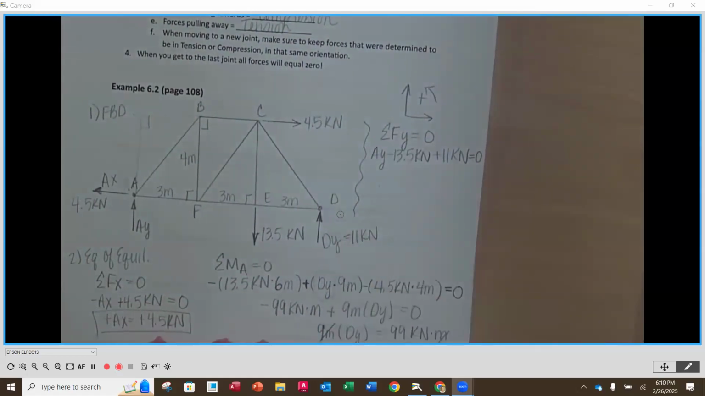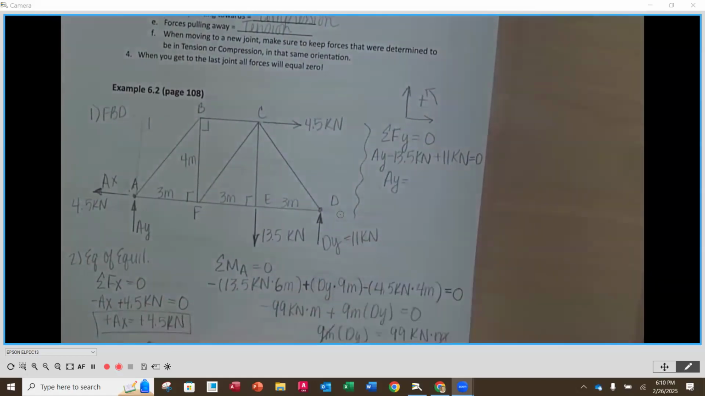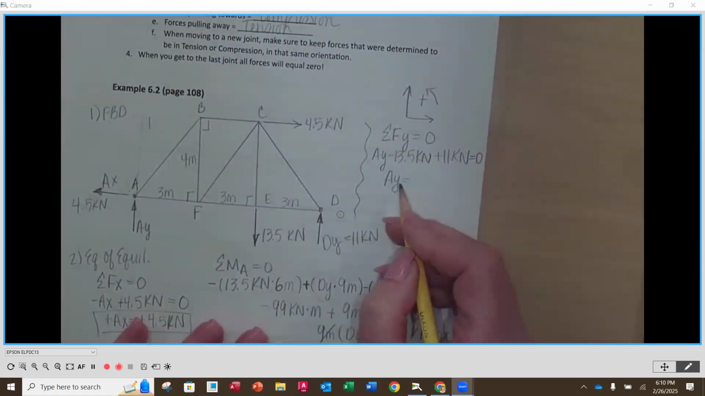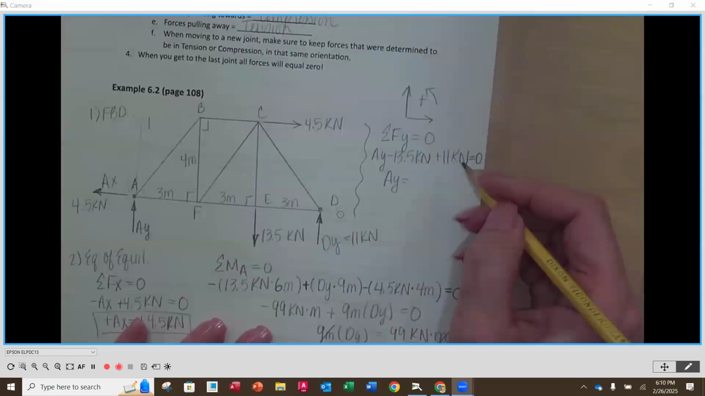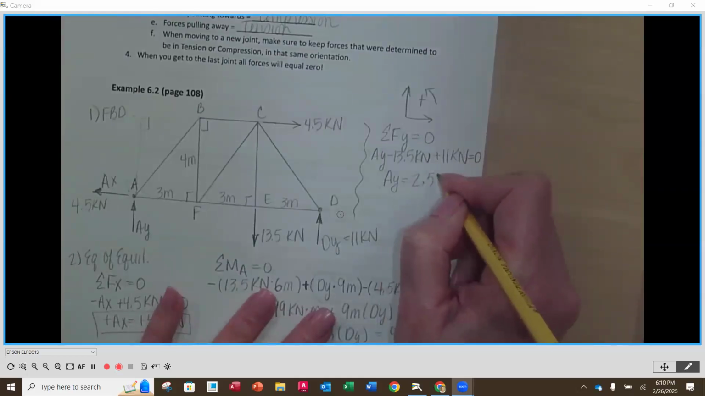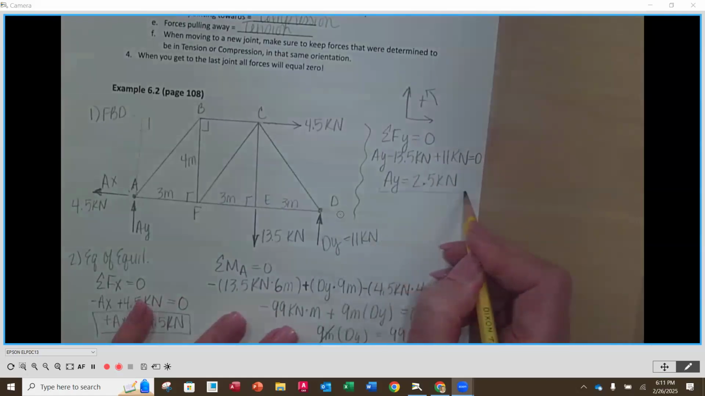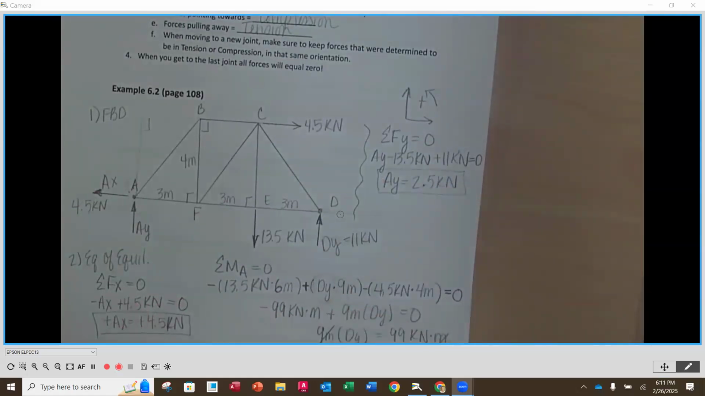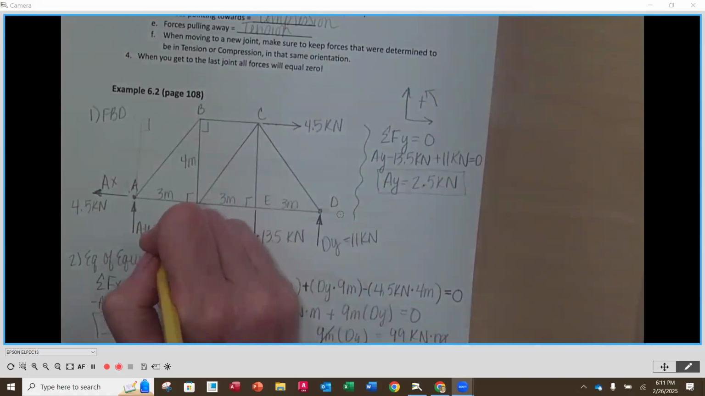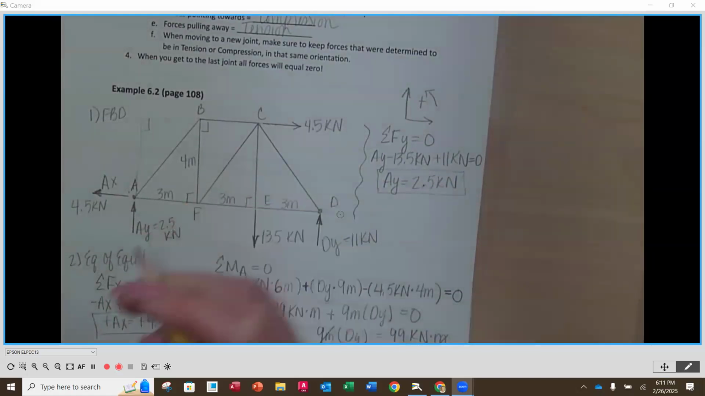My only unknown here is going to be my ay. So my ay looks like it's going to be negative 2.5 kilonewtons on this side. Move it to the other side, it's going to be a positive 2.5 kilonewtons, right? That means that we assumed the correct direction. So ay is 2.5. Any questions on that? That's all review for us, right? We have done this a number of times, so piece of cake. That's module 5 stuff.